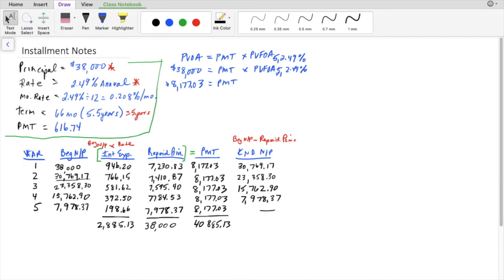So this is how we build the amortization schedule. It doesn't matter if it's annually or monthly. If it's monthly, then we just have a lot more rows in the schedule. Since this was done annually, I only have the 5 rows for the 5 annual payments. But what does the accounting look like for this? So I'm going to draw a line here. We'll do the accounting.